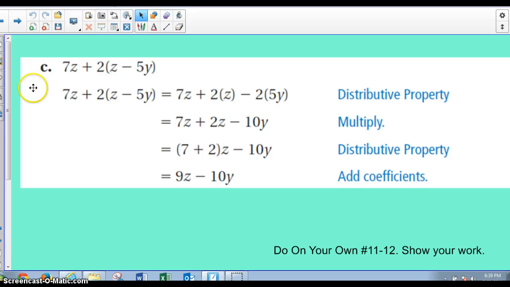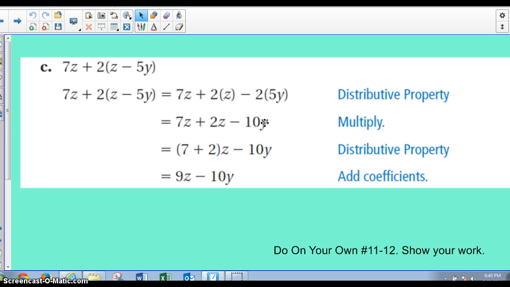In C, they have 7z plus 2, and then z minus 5y in parentheses. So they put it together. They put 7z, and again, remember you can split these, 2 times z, 2 times 5y, because you got to keep them together. So here you go, 7z plus 2z minus 2 times 5y. Okay, distributive property. 7z plus 2z minus, because we do this work first, 10y.